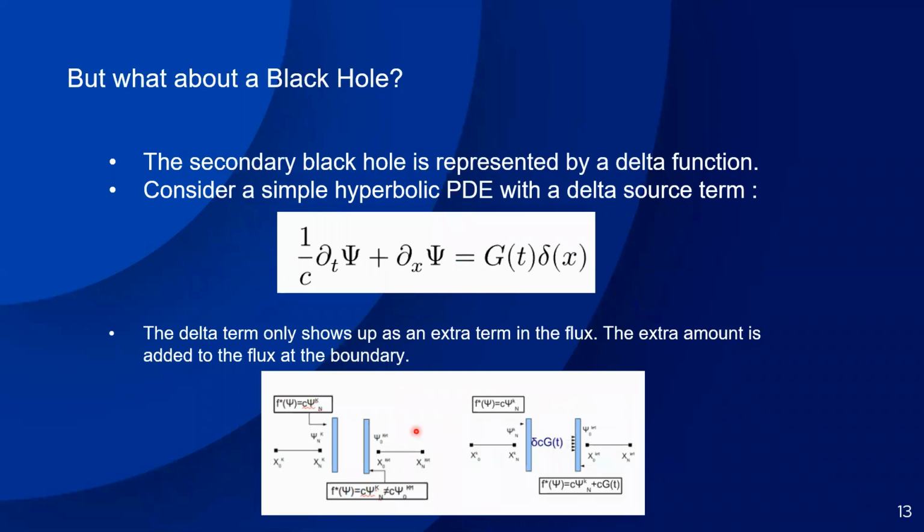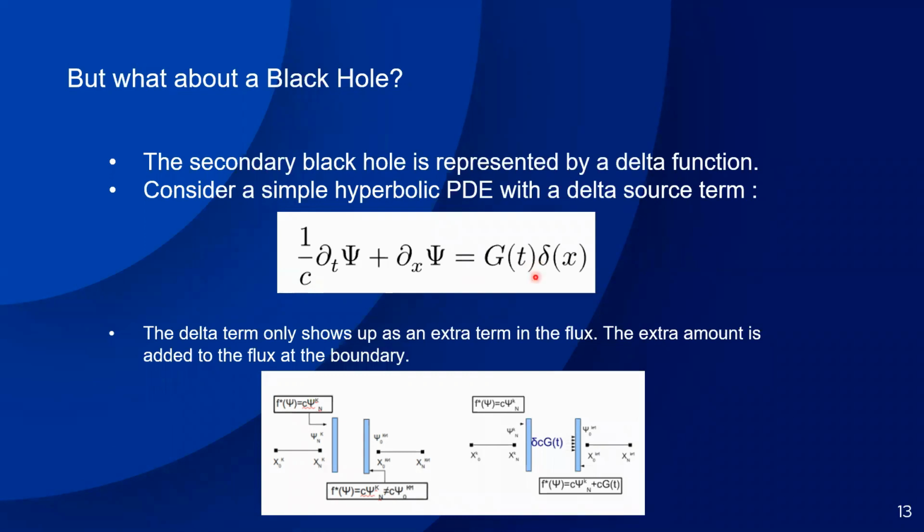So in the DG method, suppose you have this grid, we want to do it like this. We are taking artistic freedom and separating this equal grid, even though these values are the same. Why we are doing this is because we have to represent a delta function as well. As I already told you, we usually denote our delta function, or the secondary black hole, as a delta function of x. Suppose you have a simple hyperbolic PDE with a delta source term, and the speed of information traveling is given by c, which is equal to the speed of light.